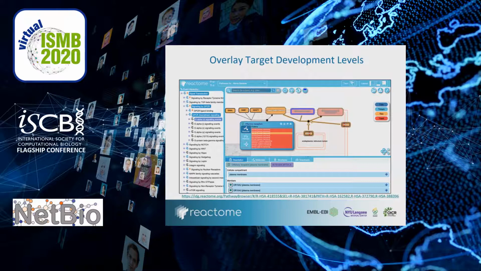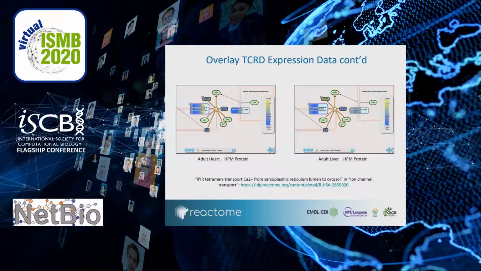Now in the past, we would have had to perform some pathway enrichment analysis to overlay this kind of experimental data onto the pathway diagrams. The portal also supports the overlay of protein and mRNA expression data collected in the IDG project. This screenshot shows 2 Human Proteome Map protein expression data sets for adult heart and adult liver in the pathway called ion channel transport. The focus is on one reaction, and on average the proteins involved in this reaction have higher expression in the heart than in the liver.